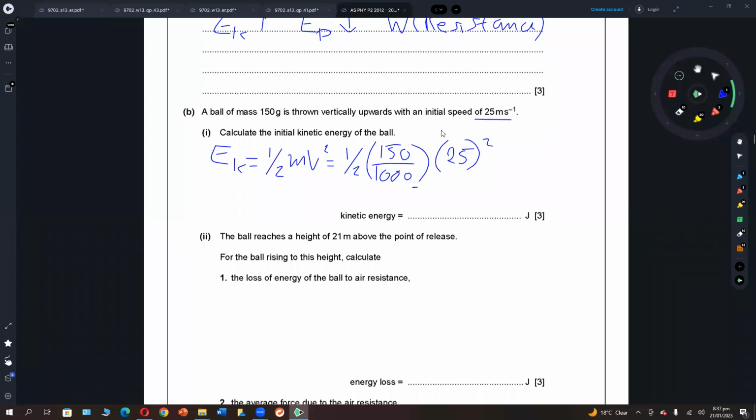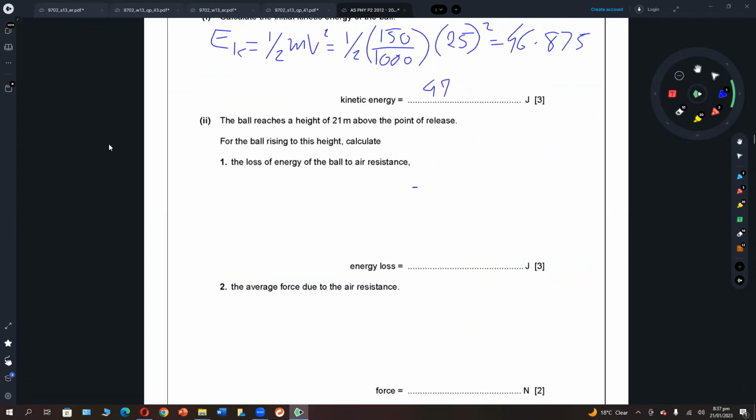The answer is 46.875. So just round it to 47. I'm rounding it to 2 sig fig. The question also gives me 150 gram, which is 2 sig fig. The data in the question is apparently coming in 2 sig fig.